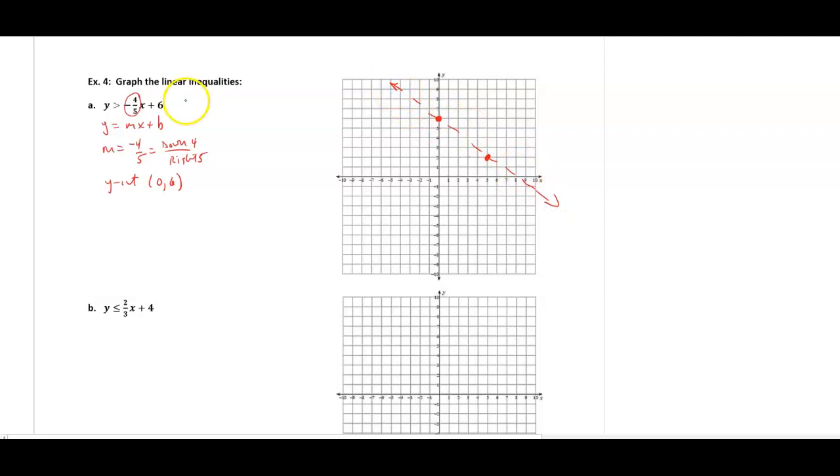Now, my test point for shading, the line does not go through (0, 0), so I'm going to use (0, 0). Is 0 greater than negative 4/5 times 0 plus 6? Is 0 greater than 6? It is not. So the point (0, 0) should not be in the shaded region, so I'm going to shade the other side of the boundary line. Okay?